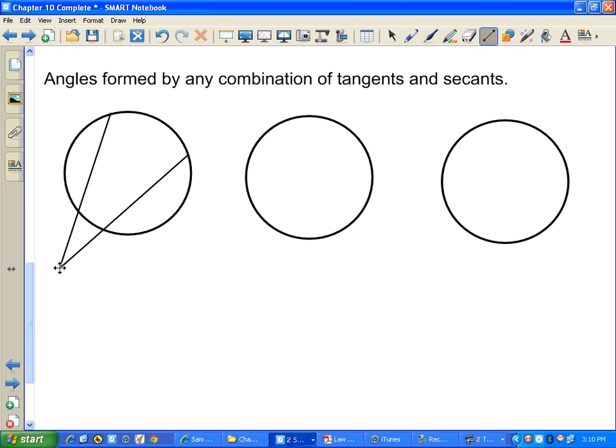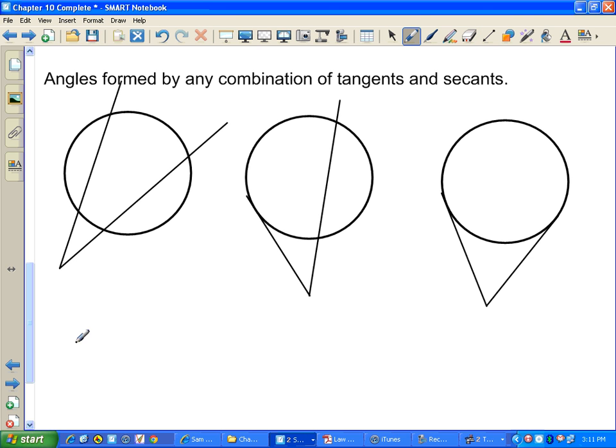They're coming and meeting like this. Let's extend them here. So they're actually secants. You could have one tangent that's intercepting a secant. Or, of course, you could have two tangents that are coming and meeting. Regardless of which of these situations you have, the formula is the same.